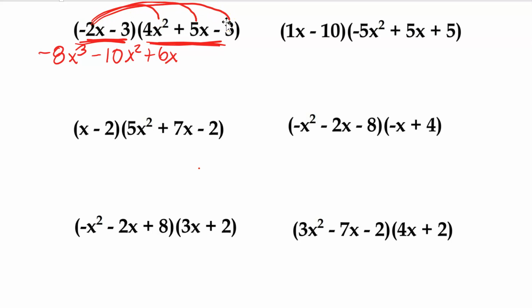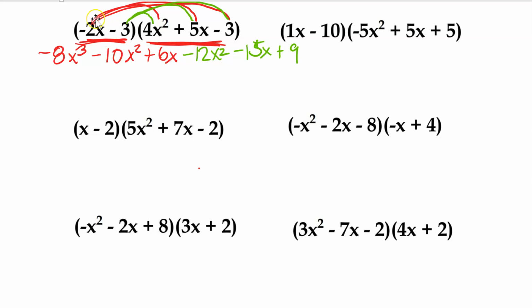All right, I'm going to switch my colors. And now 3x must do the same. Negative 3 must do the same thing. So negative 3 must reach you, and that's going to give me a negative 12x squared. Negative 3 must reach you, that's going to give me a negative 15x. Why am I writing so big? And then negative 3 must reach you, and that's going to give me a positive 9.